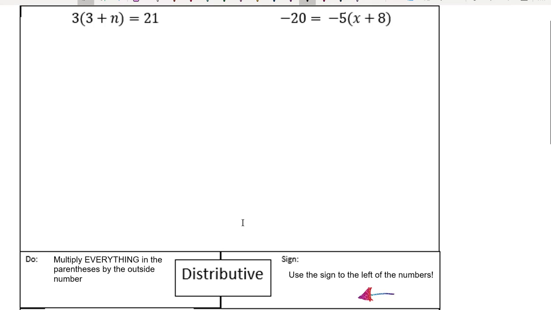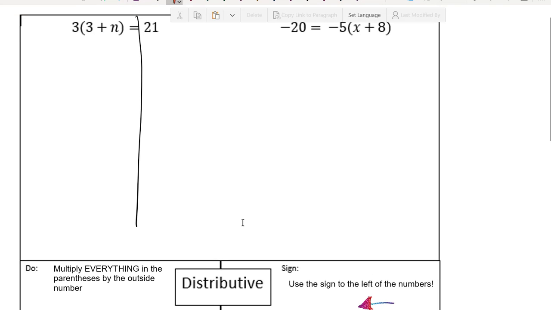We are still going to draw a line at the equal sign. Whatever operation I choose to do, I'm going to do that to both sides. And my goal is still the same, to find out the variable's value by getting it isolated. So the first thing I'm going to do here is take this 3 that's outside this parentheses and distribute it to everything inside the parentheses.